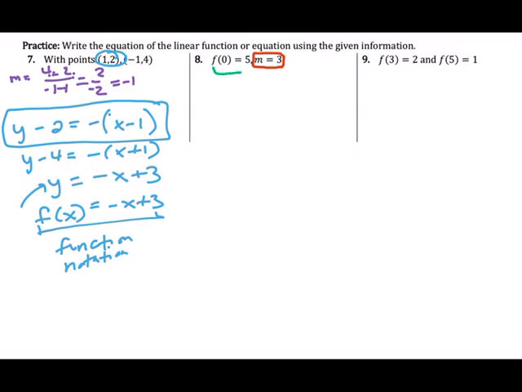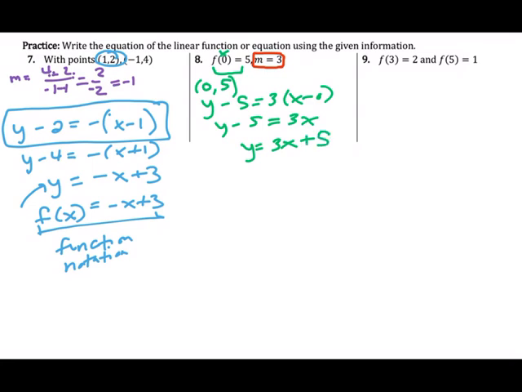What does f of 0 equals 5 mean? It means that when x is 0, the function output is 5. So we do actually have a point. What you're using that first statement for is to translate that into a point. When x is 0, the output of the function is 5. So we could write this as y minus 5 equals our slope 3 times x minus 0, or just y minus 5 equals 3x. Or y equals 3x plus 5. All of those would be acceptable.